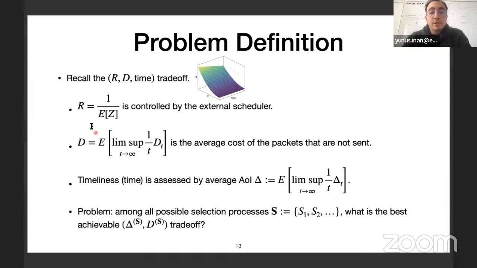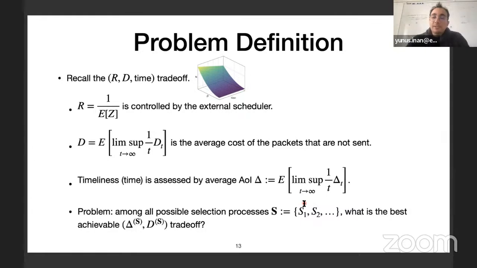In addition, we have the distortion metric d, which is the expectation of the long-term average of d_t's. So it is the average cost of the packets that are not sent or not seen by the receiver. And the timeliness is assessed by the average age of information. Again, the expectation of the long-term average of instantaneous ages.